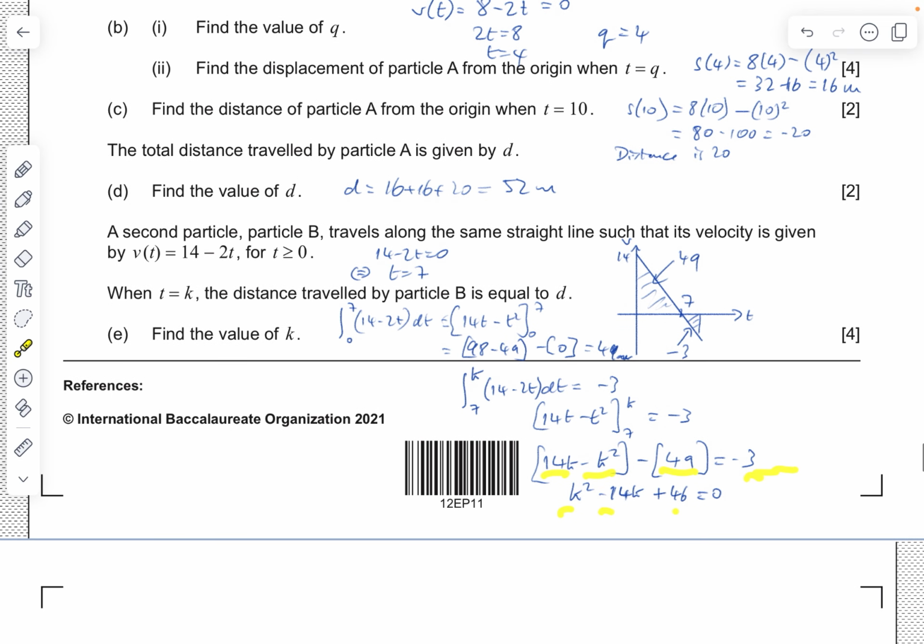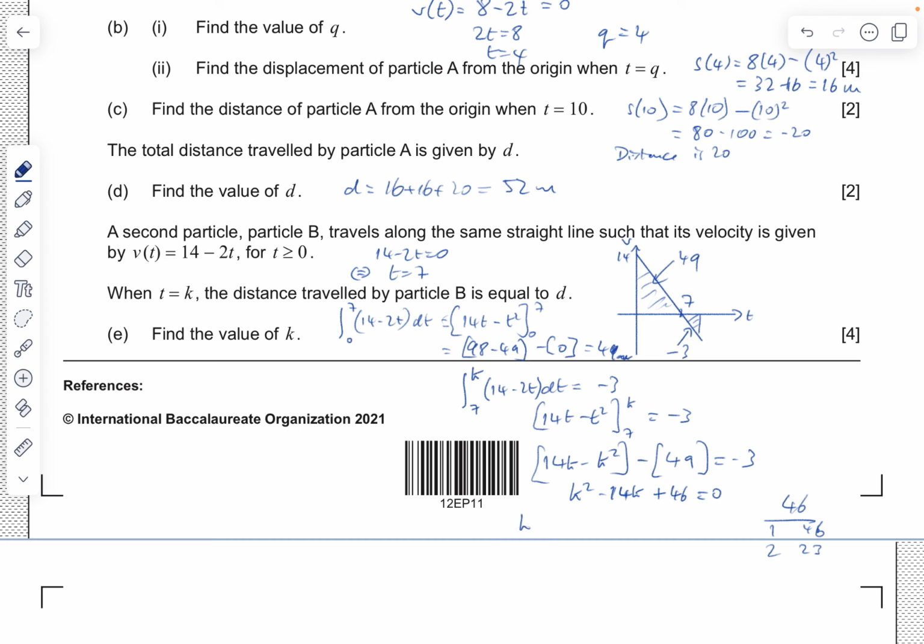Can I find solutions to that? So look for factors of 46, 1 and 46, 2 and 23. 3 doesn't go into it, 4 doesn't go into it. In fact, that's not very nice, so we don't have any nice answers.